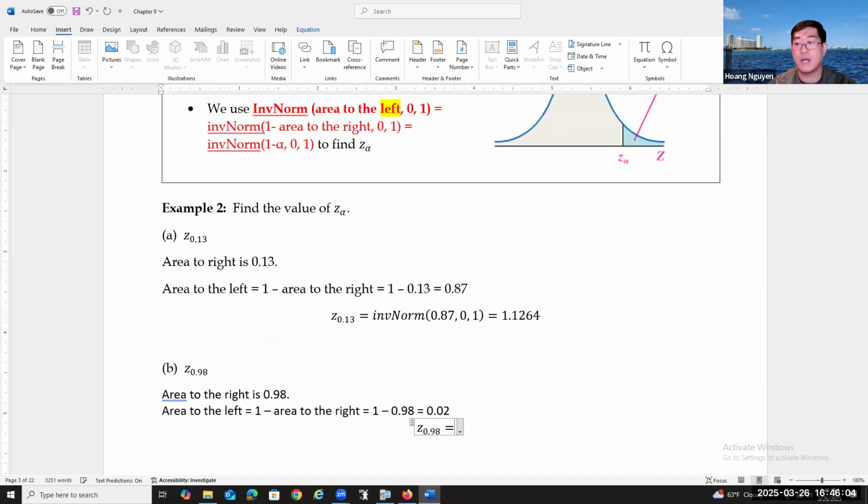For Z sub 0.98, we're going to use the inverse norm, and the area to the left is 0.02, with the mean of 0 and the standard deviation of 1. Okay, so that's how we got it.